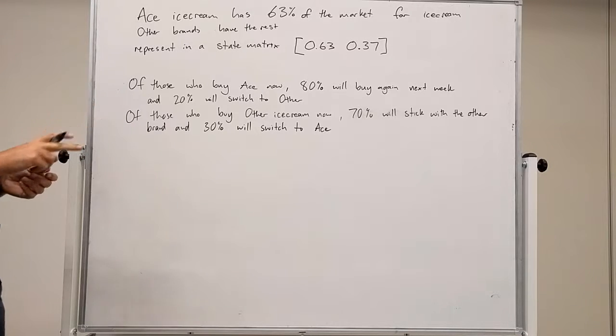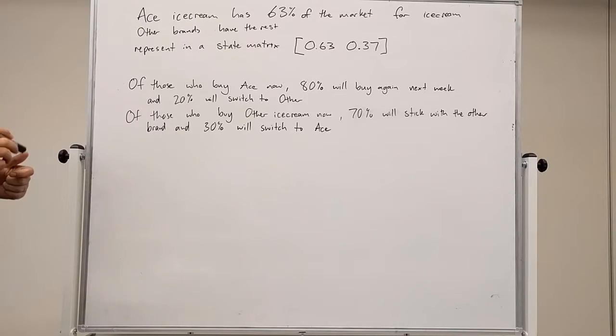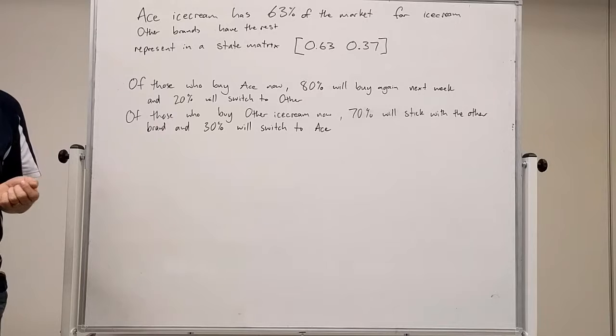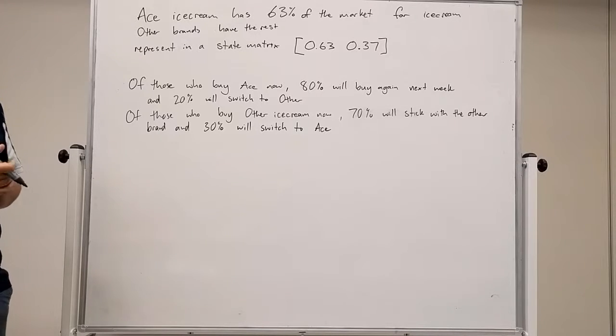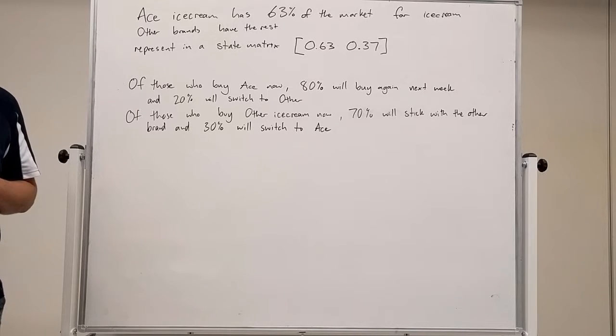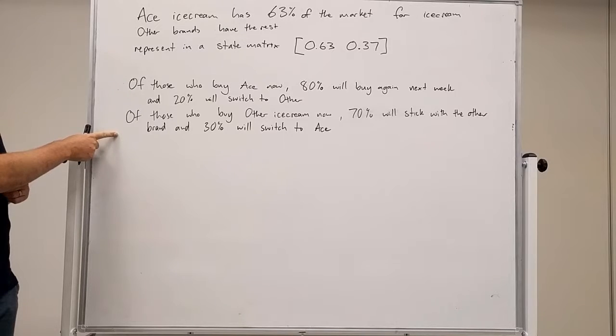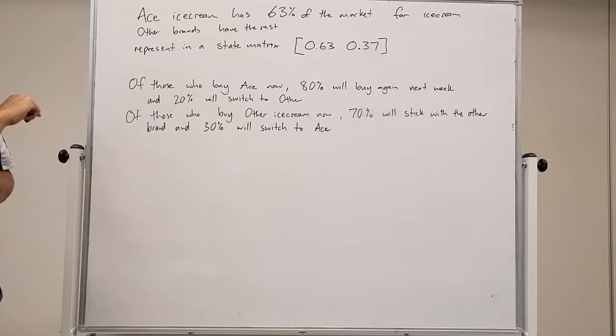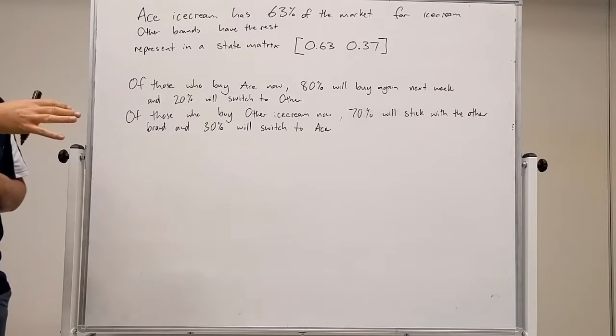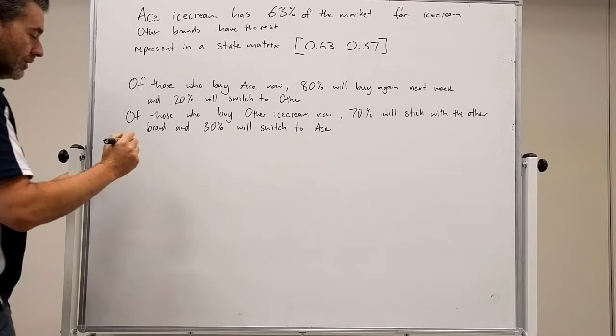We've given other information though. It says, of those who buy Ace now, 80% will buy again next week. So there's a bit of brand loyalty there. 80% of the people liked the Ace the first week they had it. They're going to buy it again next week. 20% are going to switch to try the other ice cream. Of those who buy other ice cream now, 70% will stick with the other ice cream, and 30% will switch to Ace.